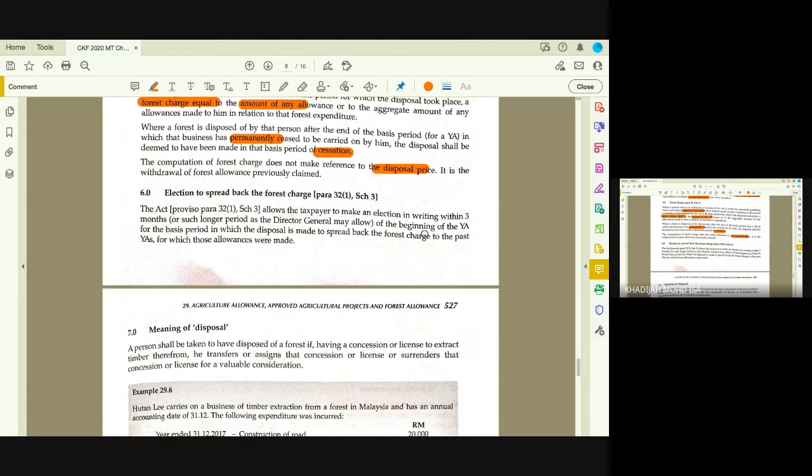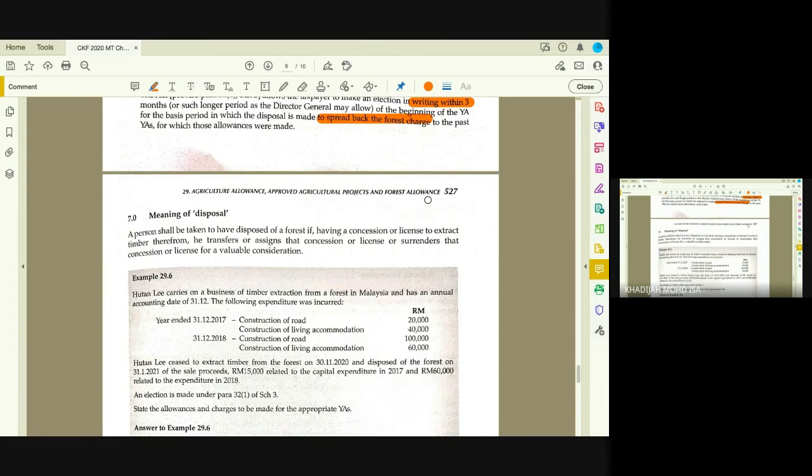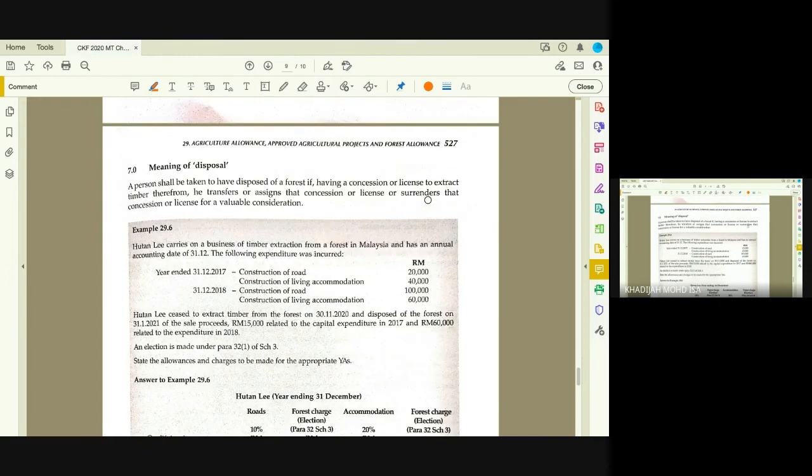Right. Similarly, we also have the election to spread back. Again, you have to apply in writing within 3 months, and then you can spread back the forest charge to the past years of assessment in which the allowances were made. The meaning of disposal here: a person shall be taken to have disposed of a forest if he surrenders the concession or license to extract, or he transfers or assigns that concession or license, for a valuable consideration.